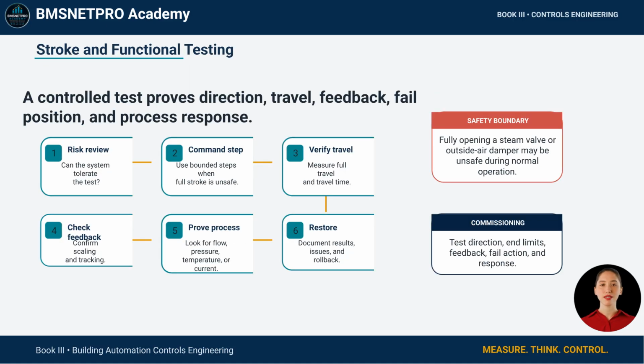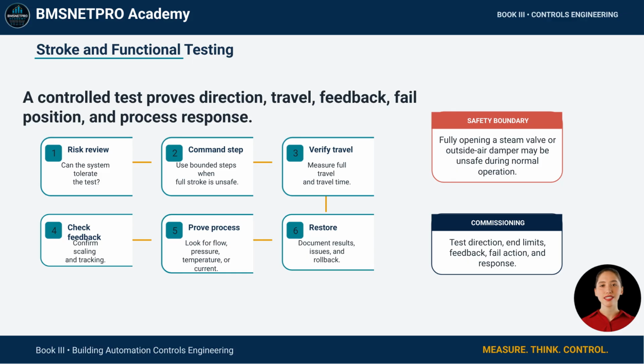A stroke test can prove the action direction, full travel time, feedback scaling, fail position, linkage, and process response, but it must be planned. Fully opening a steam valve, outdoor air damper, or large water valve may affect occupants or equipment. Use bounded steps when full stroke is not safe.